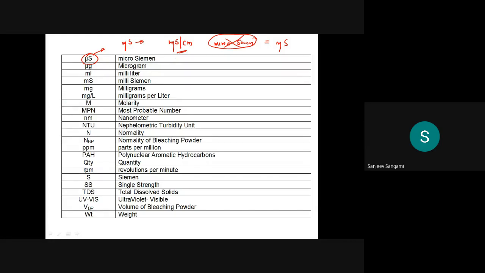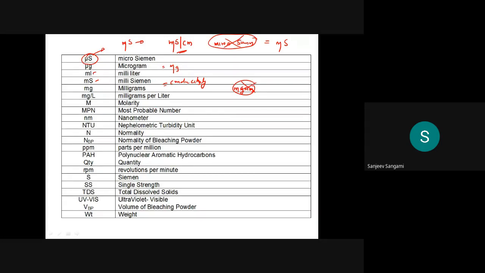Then micrograms, we will use the abbreviation for micrograms. Then you have to use ml. Many people will write milliliters or LITRE. You're not supposed to use it like that. You have to use these abbreviations only. Then millisiemens, that is mS, used in conductivity again. Then milligrams, you have to use mg. You're not supposed to write it in full. That is wrong. Then milligram per liter, which is used to find out the strength of the solution.